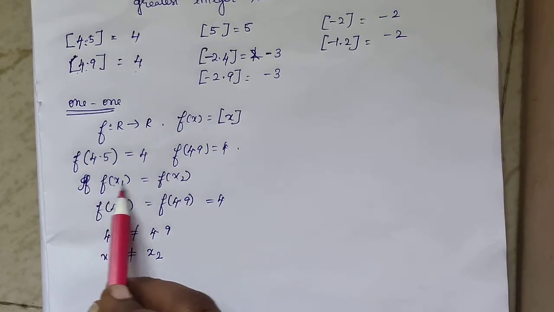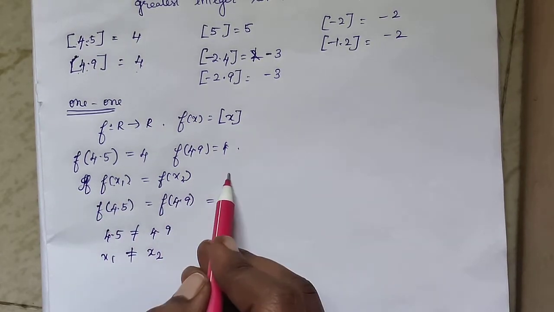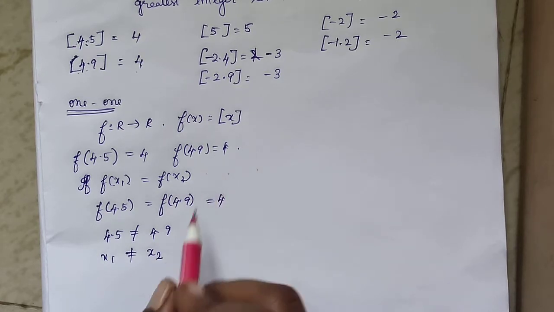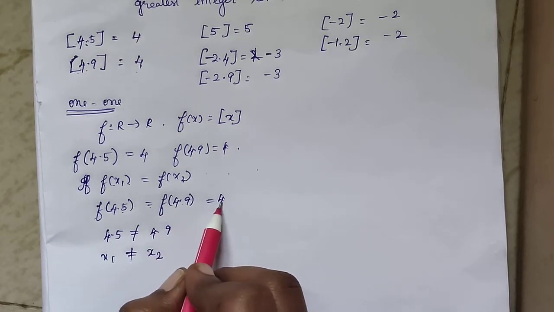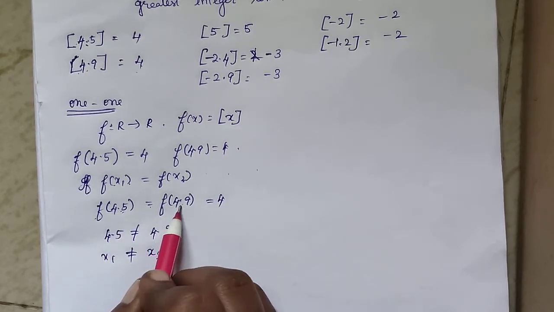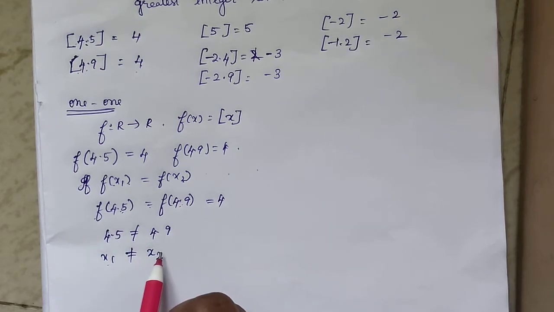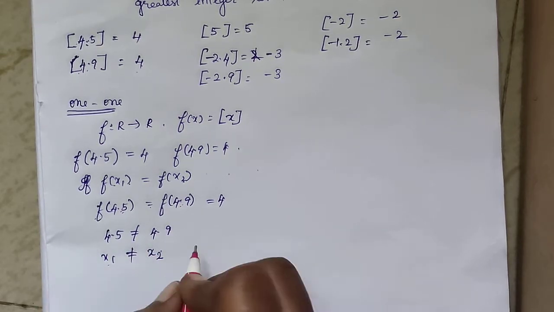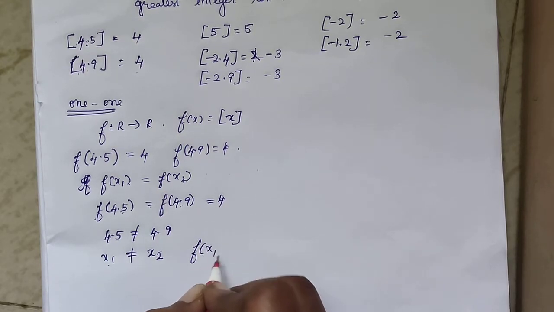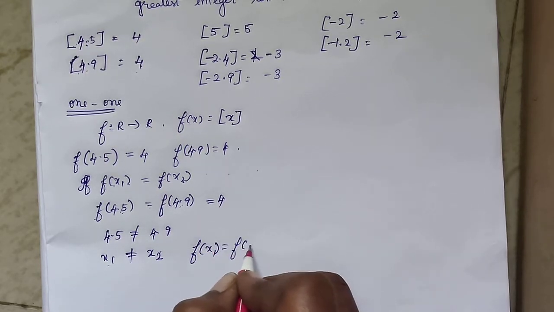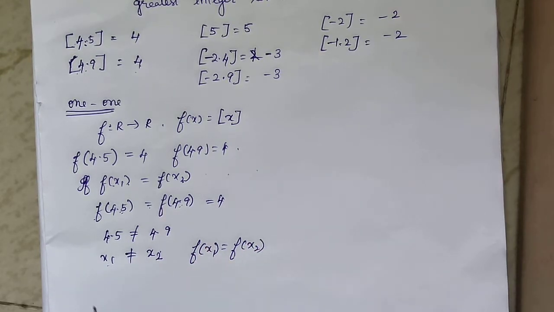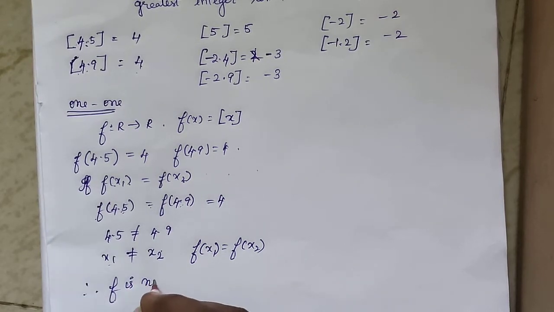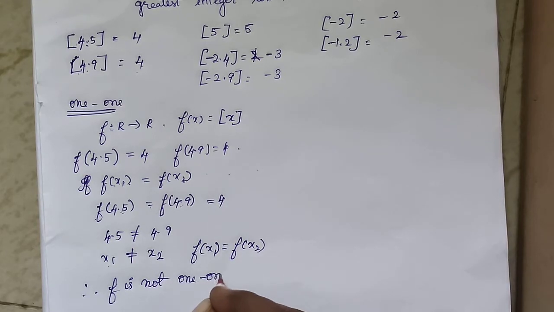See here, f(x1) equal to f(x2) should mean x1 is equal to x2. But here f(4.5) is equal to f(4.9), that is equal to 4, but 4.5 and 4.9 are not equal. Therefore x1 is not equal to x2. f(x1) is equal to f(x2), but x1 is not equal to x2. Therefore f is not one-one.